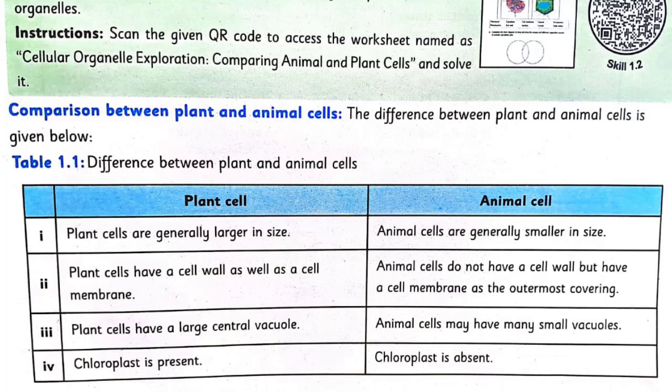Animal cell: Animal cells are generally smaller in size. Animal cells do not have a cell wall but have a cell membrane as the outermost covering. Animal cells may have many small vacuoles. Chloroplast is absent.